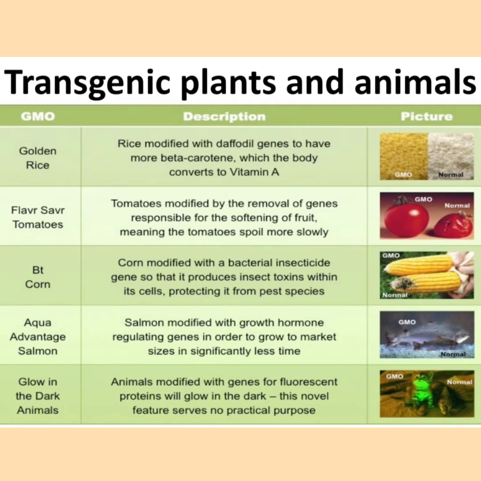Flavr Savr tomatoes, which are modified by the removal of genes responsible for the softening of the fruit, meaning the tomatoes spoil more slowly. Bt corn, corn modified with the bacterial insecticide gene so that it produces insect toxins within its cells, protecting it from pest species. AquAdvantage salmon, salmon modified with growth hormone regulating genes in order to grow to market size in significantly less time. Glow in the dark animals, modified with genes for fluorescent proteins so that they glow in the dark. This novel feature serves no practical purpose.